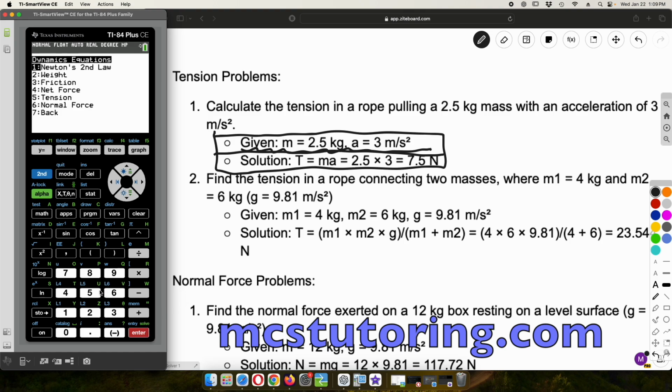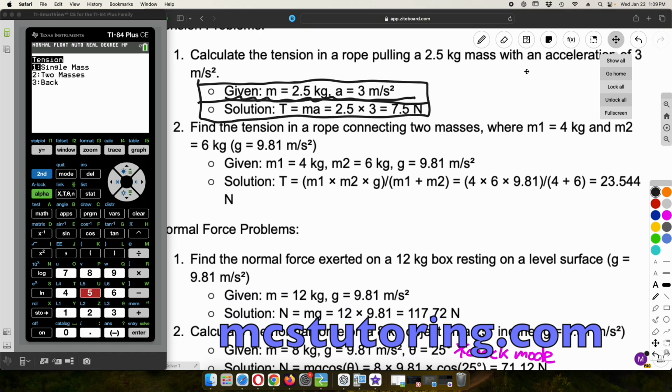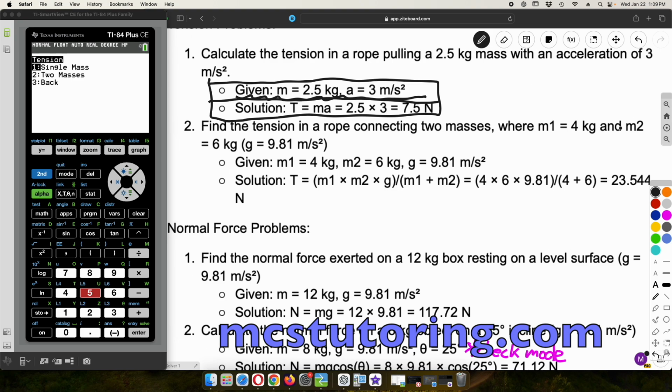Okay, we're going to go to tension yet again. And now we have 2 masses. So find the tension rope connecting 2 masses where, I'll scroll it up for you, M1 is 4 kg and M2 is 6 kg. So 2 masses. And then M1 is 4, and then M2 is 6.